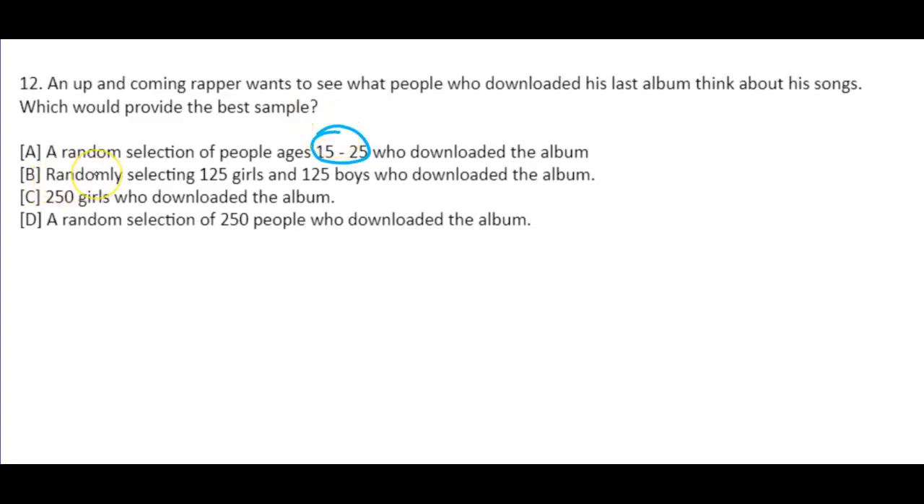B, randomly selecting 125 girls and 125 boys who downloaded the album. This is actually a stratified scenario because you are randomly splitting them into two groups and then drawing the same amount randomly from each group. All right, so we'll get back to whether or not that's the most accurate in a second. C is 250 girls who downloaded the album. Problem here, again, you've got bias. You're only asking girls. And last one, a random selection of 250 people who downloaded the album.